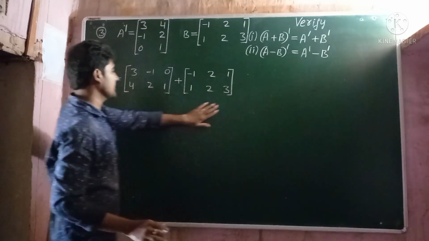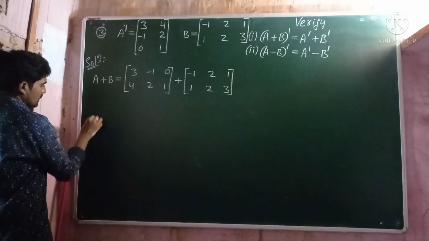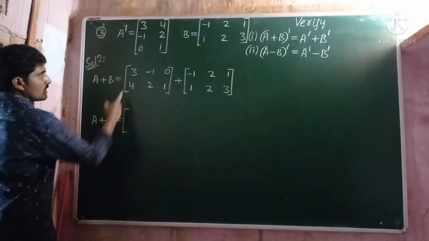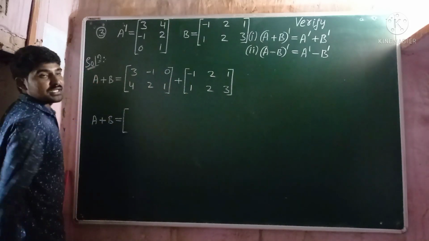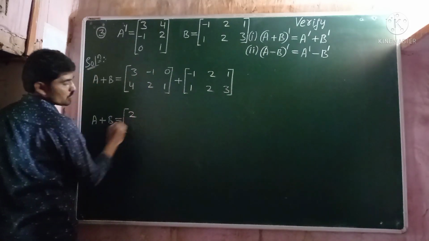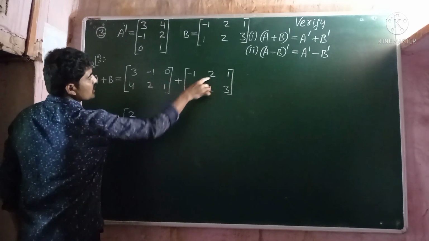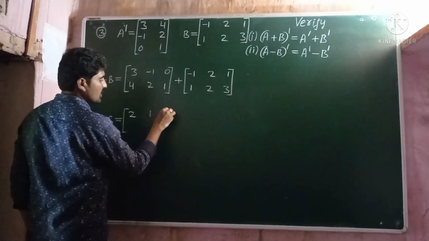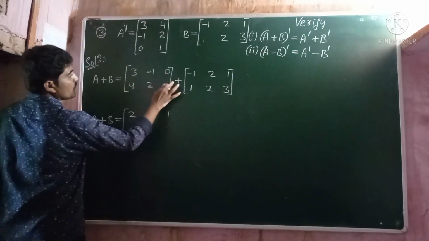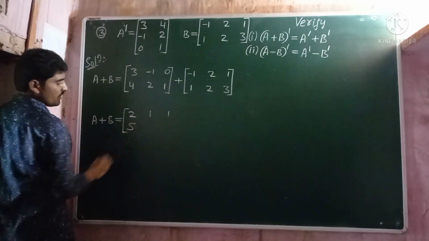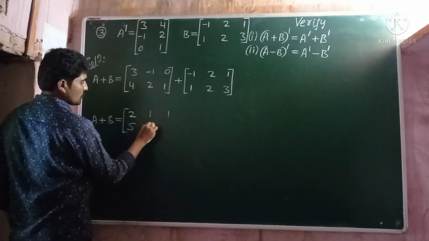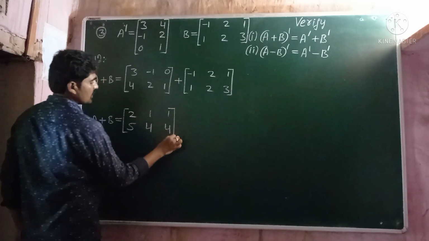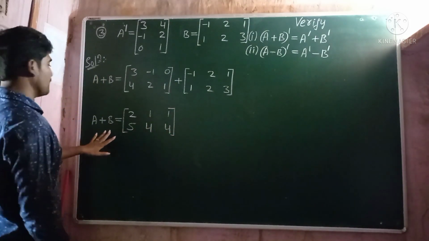Therefore, matrix A plus B is equals to 3 plus into minus, minus. So 3 minus 1 is 2. Minus 1 plus 2 is 1. 0 plus 1 is 1. 4 plus 1 is 5. 2 plus 2 is 4. 1 plus 3 is 4. This is A plus B matrix.